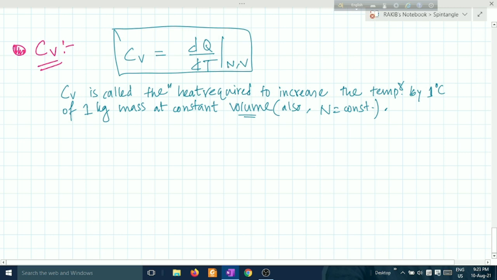Okay, and I think m comes here. Okay, and m becomes 1, and the formula becomes this. This is the formula of CV. Okay. Now, what do you have to do?